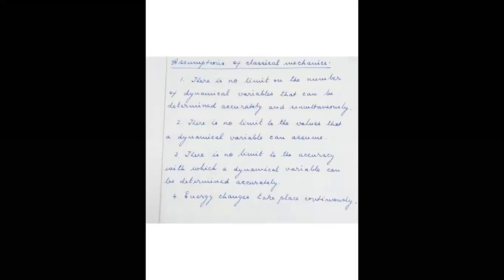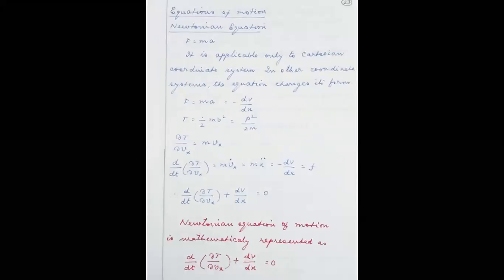There is no limit on the number of dynamical variables that can be determined accurately and simultaneously. There is no limit to the values that a dynamical variable can assume. There is no limit to the accuracy with which a dynamical variable can be determined. And also, energy changes take place in a continuous fashion. So with these assumptions, people started working.